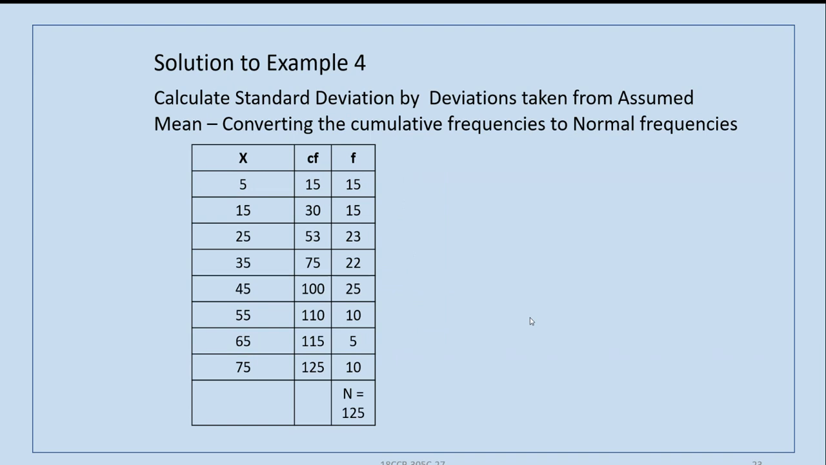Here, calculation of standard deviation by deviations taken from the assumed mean. First of all, we are converting the cumulative frequencies to normal frequencies, where x is 5, 15, 25, 35, 45, 55, 65, 75. And cumulative frequencies are 15, 30, 53, 75, 100, 110, 150, 125.